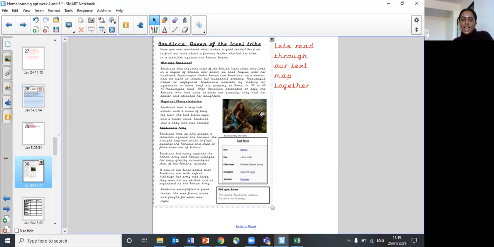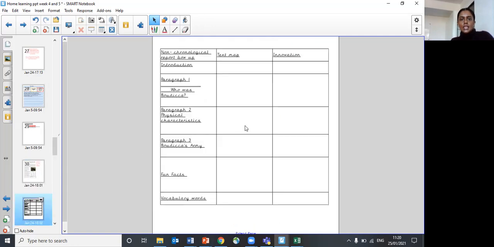We've got some fast facts and a did you know box with a picture and it's captioned. So that is our text map all about Boudica, which is a non-chronological report. If we go to the next slide, we can see that this is our box up. What a box up does, just a quick reminder, is it helps us to pick out all of the things that we see in our actual text map.